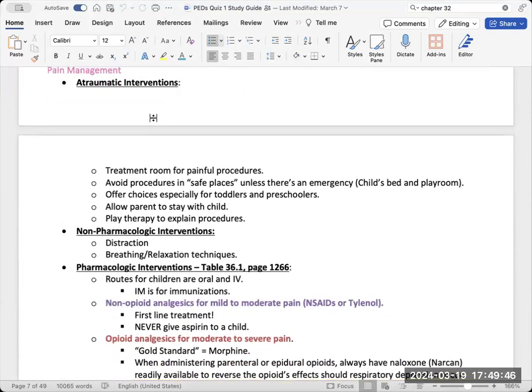Pain management, we want to remember, we always talk about atraumatic care. We spoke about that before. So always, this is doing the least amount of invasive procedures as possible, right? Making sure there are safety measures in place, such as making sure they have a child's bed, and having safe spaces to go to. So for a child, right? Imagine you're having painful procedures all the time.